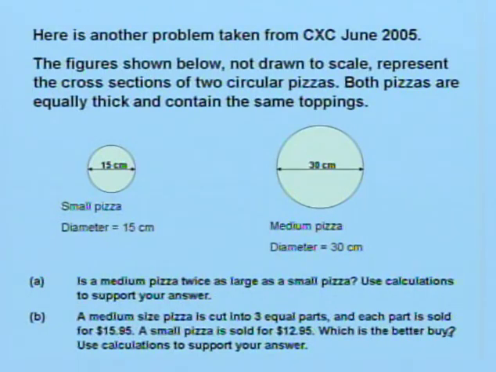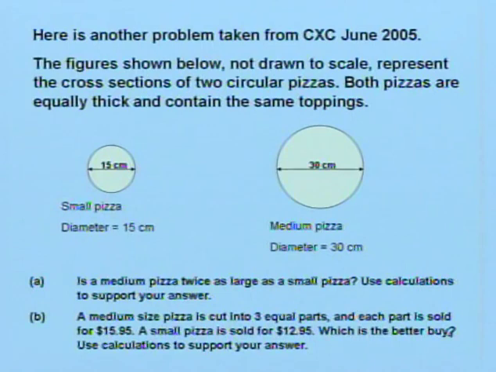Here is another problem taken from CXC June 2005. The figures shown below, not drawn to scale, represent the cross sections of 2 circular pizzas. Both pizzas are equally thick and contain the same toppings. On the left, you have the small pizza, the diameter being 15 centimeter. On the right, you have the medium-sized pizza. The diameter is 30 centimeter, twice 15.